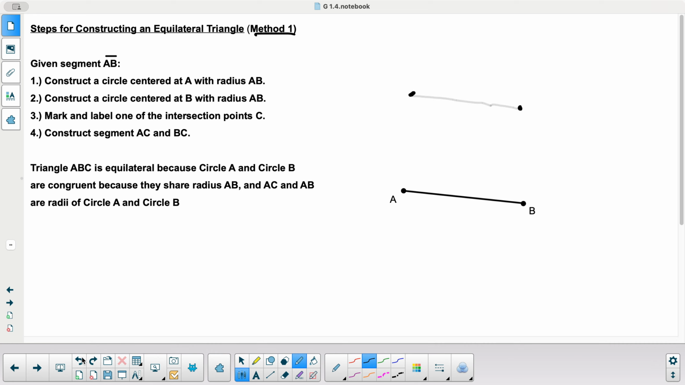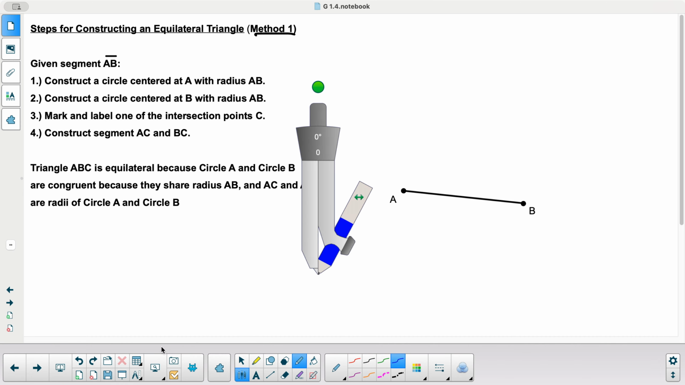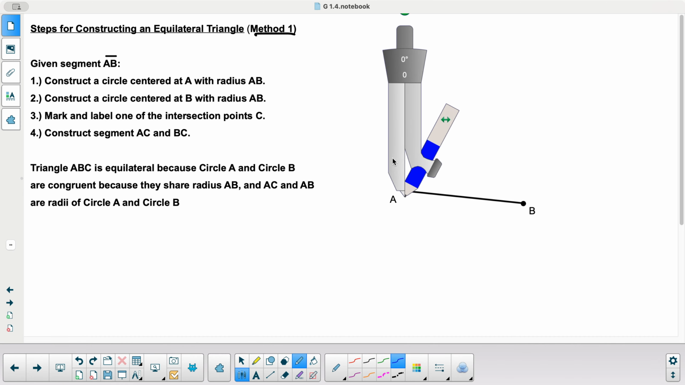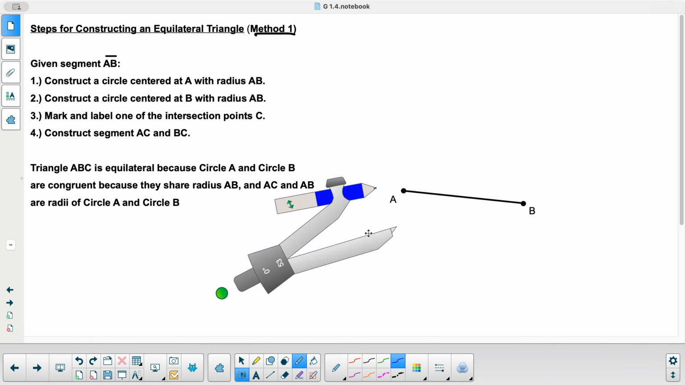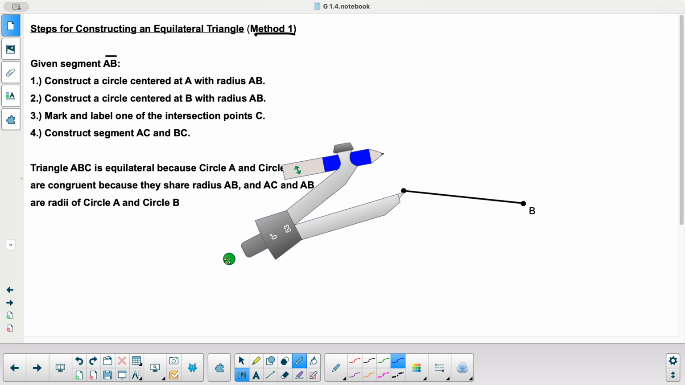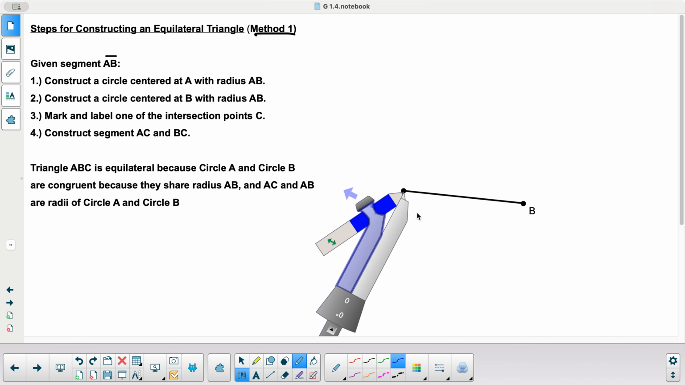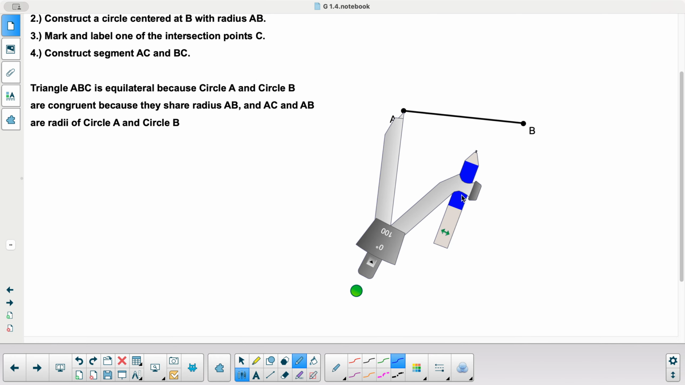But I'm going to give you the segment. All right, step one. Construct a circle centered at A with radius AB. All right, let's get my protractor here. Centered at A with radius AB.